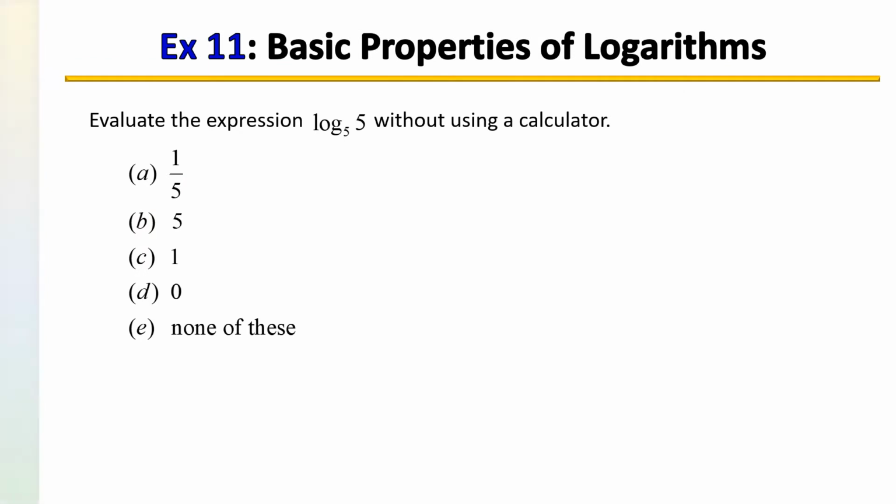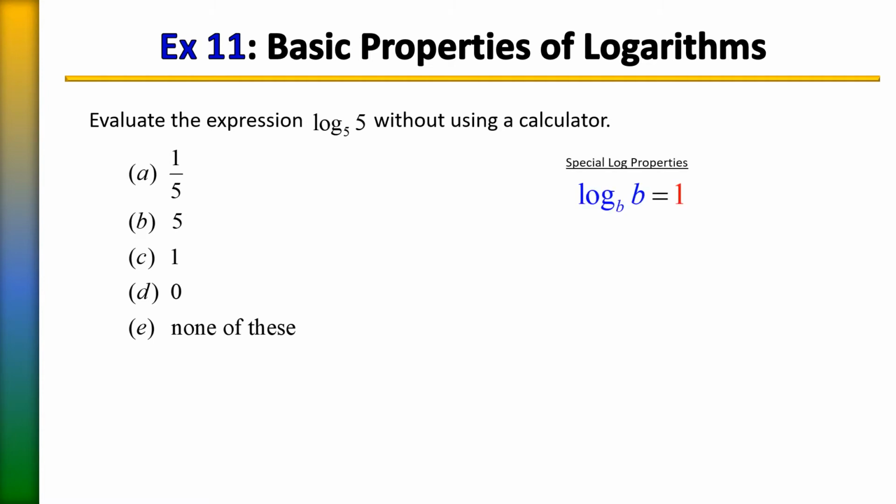In this example, we're asked to evaluate the expression log base 5 of 5 without using a calculator. Well, we don't need a calculator for this. We can just simply use the properties of logarithms. One in specific which states log base b of b will always equal 1. So in this given log, my base, my b, is 5. So if the number here is also 5, by definition it equals 1.